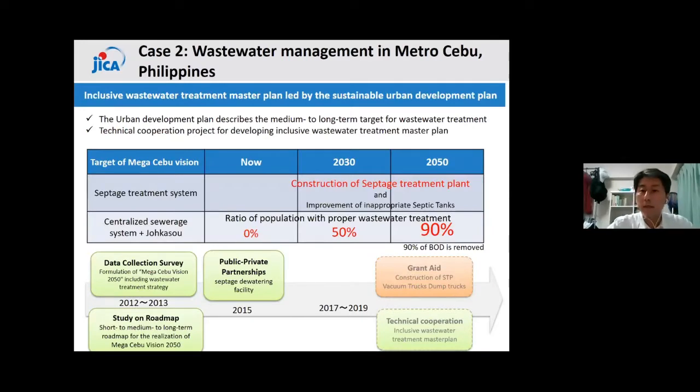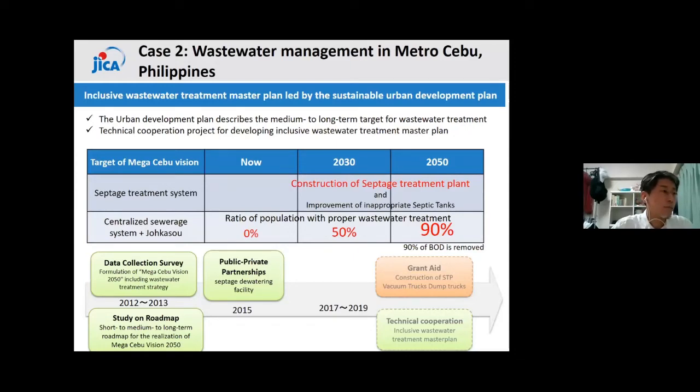And then the second case study shows the Metro Cebu area in the Philippines. Actually, our support in the Metro Cebu area started in 2012 when this data collection survey started. Although it says data collection survey, in this survey we also supported developing the strategy called Mega Cebu Vision 2050, which includes a wastewater treatment strategy as well.